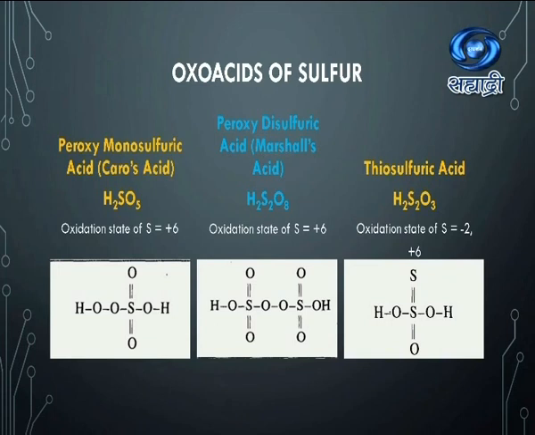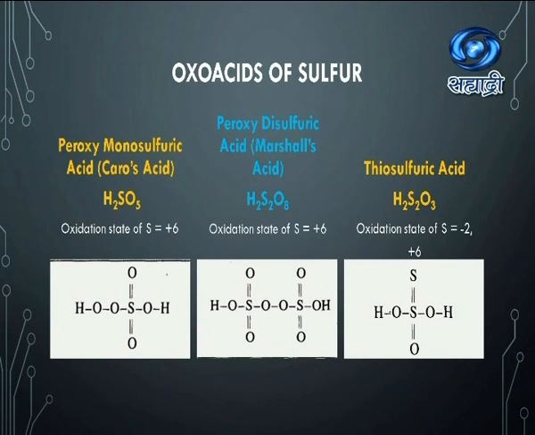Then the next one is peroxydisulfuric acid. This is also called Marshall's acid. So formula is H2S2O8. Oxidation state of sulfur is +6. Now going towards the structure, both the sulfur atoms are bonded with a hydroxyl group, S-OH bond. Then both the sulfur atoms are linked together with two oxygen atoms. So the bond is S-O-O-S. And then each sulfur atom is doubly bonded with two oxygen atoms. So S double bond O, S double bond O on every sulfur atom. So this is the structure of Marshall's acid.